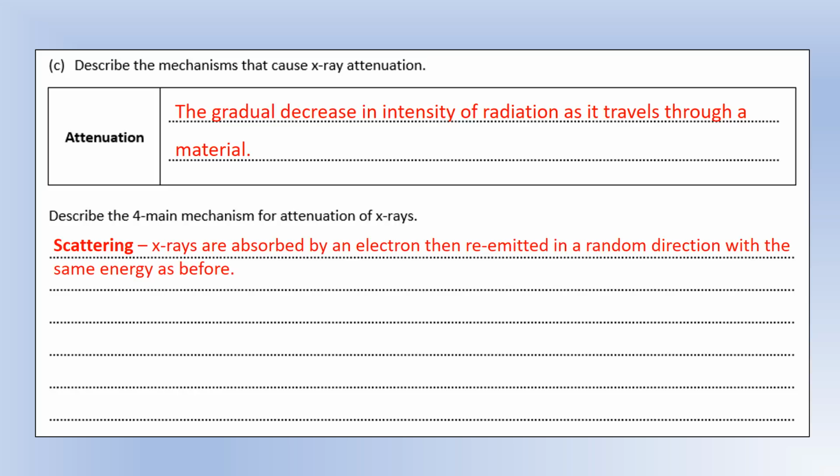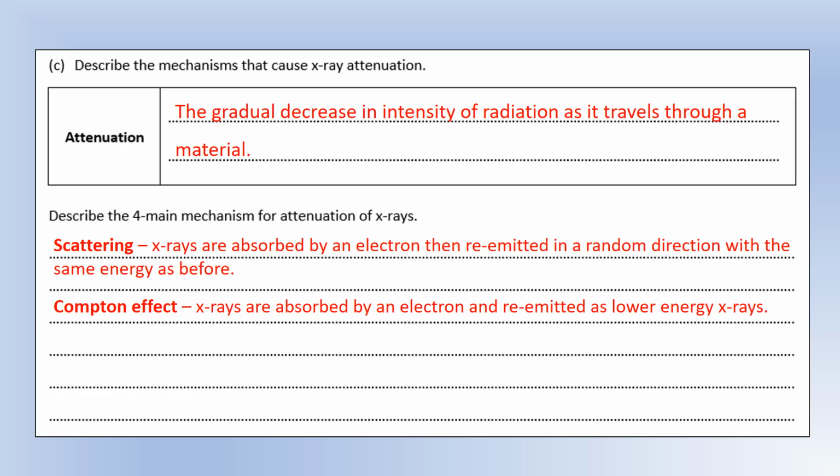So the first is just called scattering, where an electron in an atom will absorb the X-ray, and then the electron will de-excite and emit the same X-ray as before, but in a completely random direction. So we lose our beam of X-rays traveling in one direction because they're emitted in all directions by scattering. The next is Compton effect. So again, they're absorbed by an electron, but they're then re-emitted as lower energy X-rays from that process.